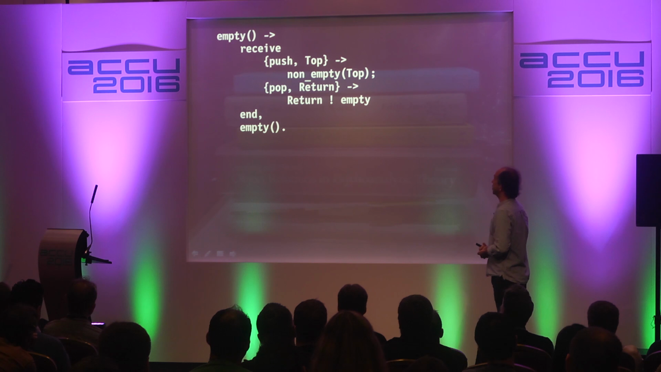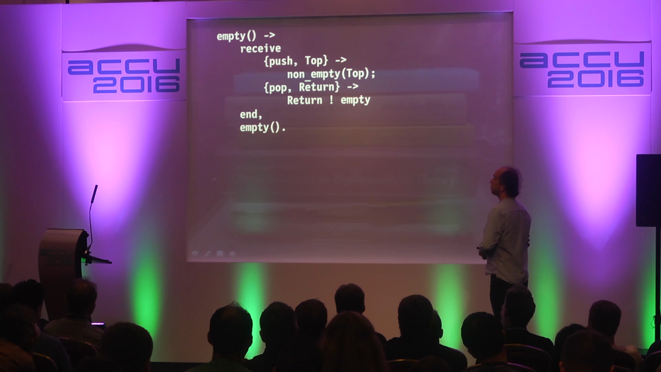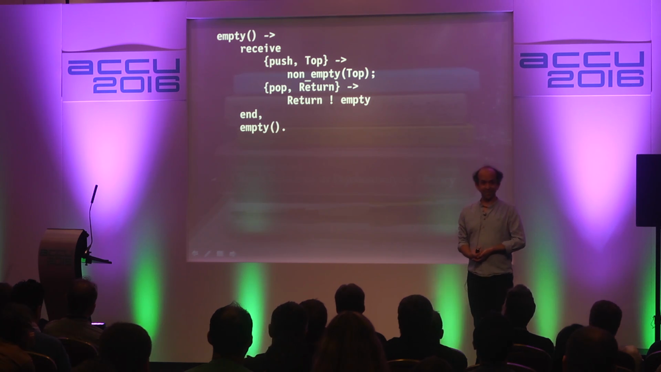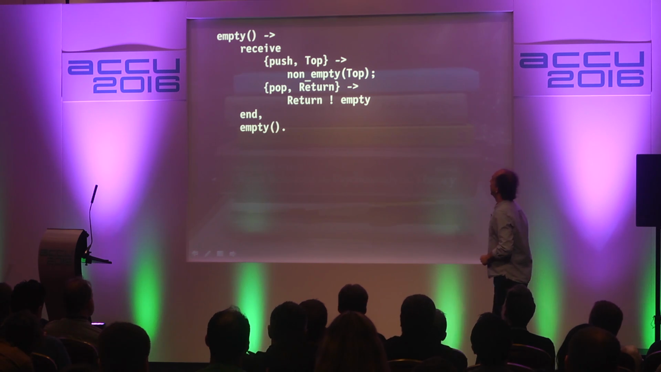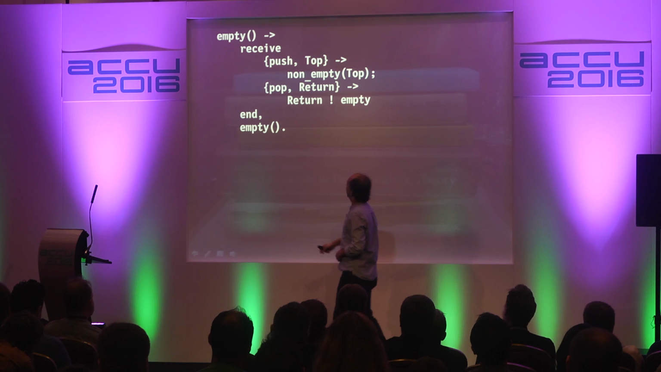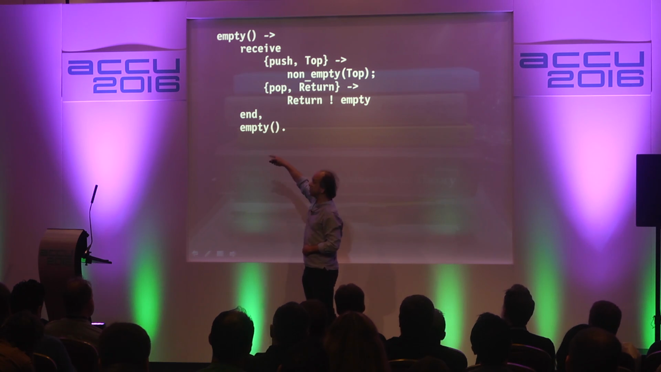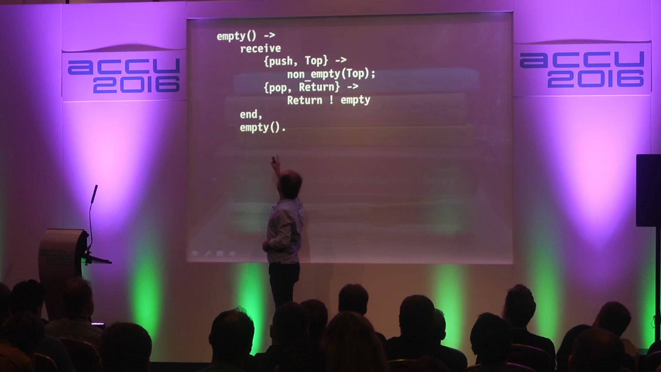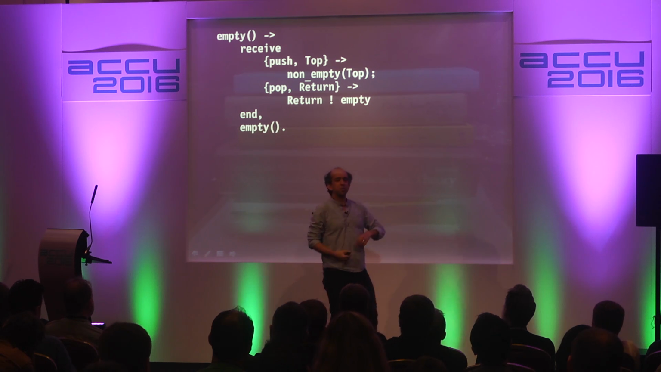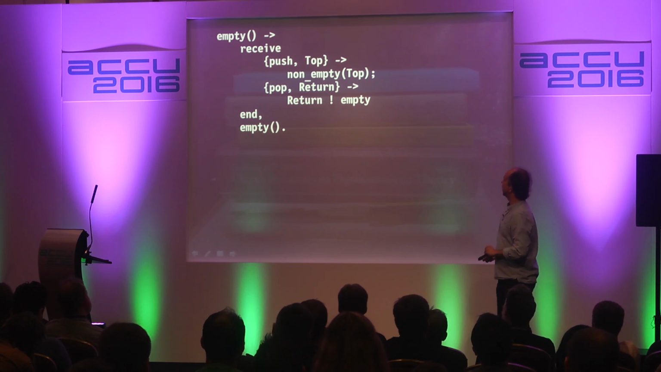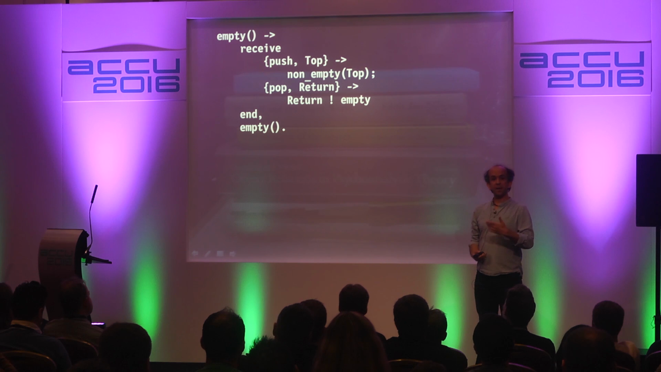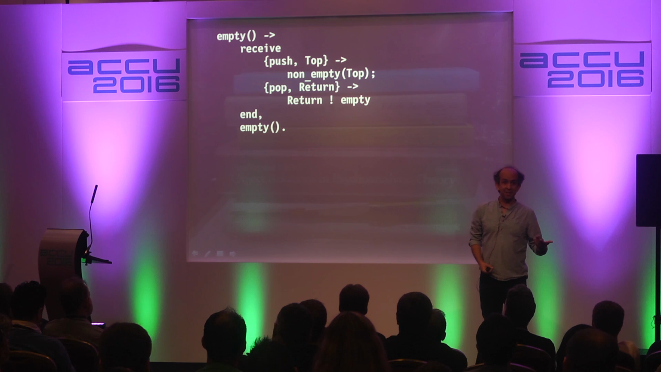If it receives a push request, there is a value called top. If it receives a pop request, you give it a return address. I would like you to pop, send the result to me, please. Okay? And then we end our receive. This is a function. And then we tail call empty. The best way to read this, and this is used in CSP and in pure actor models, is that rather than call empty, become empty. Or remain empty in this case, because we started empty.